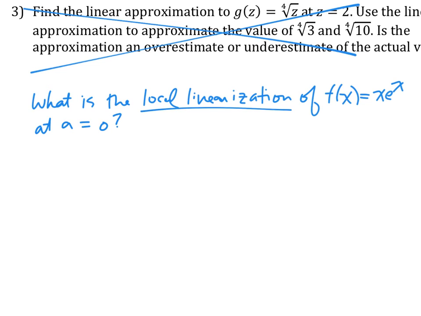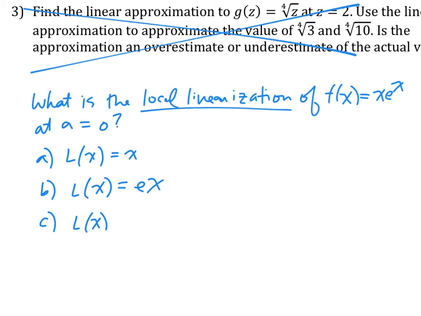What are they talking about? Tangent line. They want the equation. Okay, you have 4 choices. L of x. They often use L because they're talking about the linear line. Oh, that's smart. B is L of x equals e to the x. C is L of x equals e to the x plus 1. D is L of x equals x plus e.